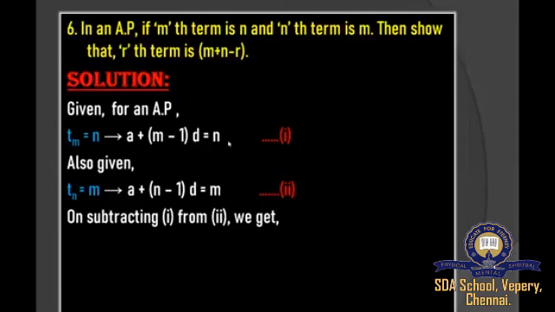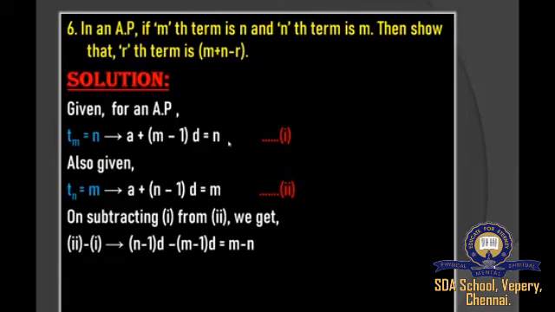Okay, so what is the rth term? Tr. I want to prove the rth term Tr is equal to m plus n minus r. If you want to find that particular term, what data do we have to know? We have to know what a and d are, right? So from the given equations, can I find a and d? If you subtract equation 1 from equation 2, that is equation 2 minus equation 1, what will happen?